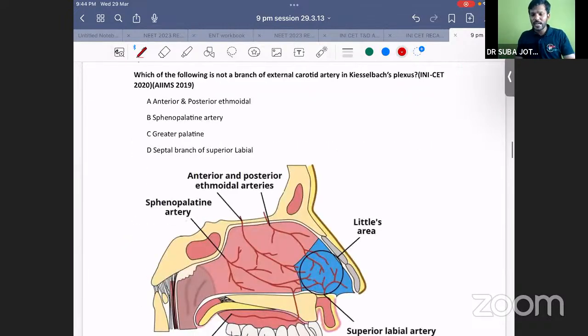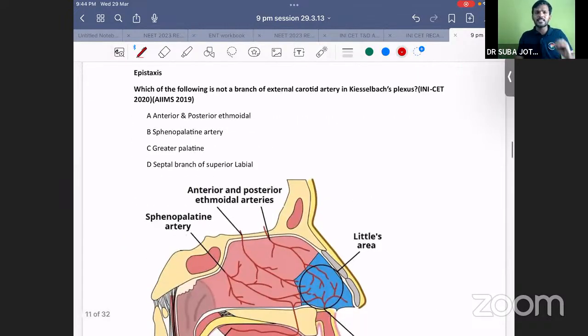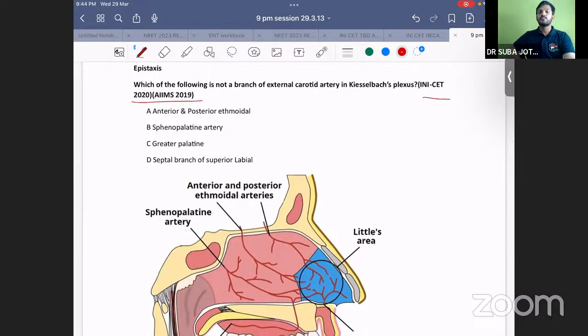Now we move on to the nose discussion. Epistaxis is a highly attractive topic for the AIIMS and INI-CET people. They are asking repeated questions from epistaxis. So first we'll start with this question: which of the following is not a branch of the external carotid artery in the case of Kiesselbach's plexus? INI-CET 2020, AIIMS 2019. Both times it has been asked. The answer is A.